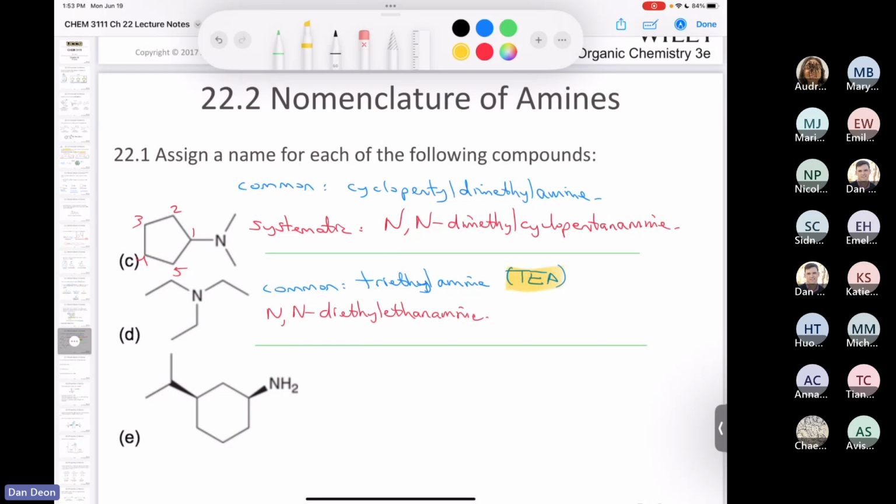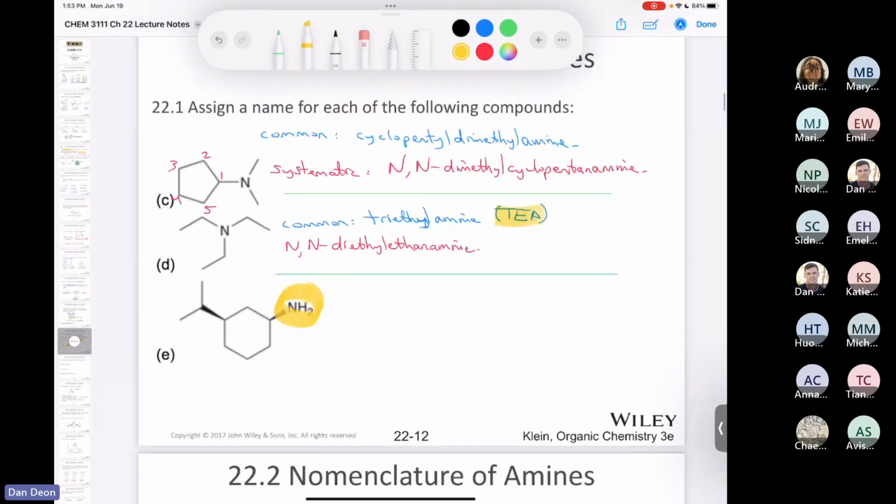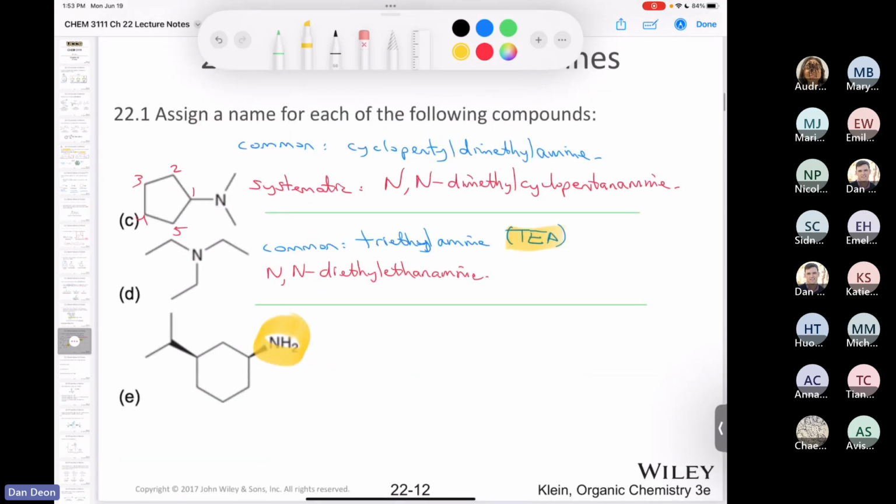All right. Let's try the last one. It's got 2 chiral centers in it. So this is some kind of cyclohexanamine, because we have an amine on here. And we want to give the substituent the lowest possible number. So we're going to go like this, 1, 2, 3. So we've got 3-isopropylcyclohexanamine.